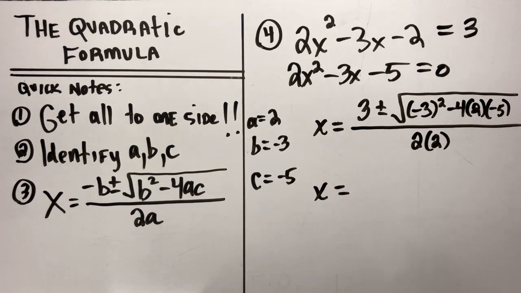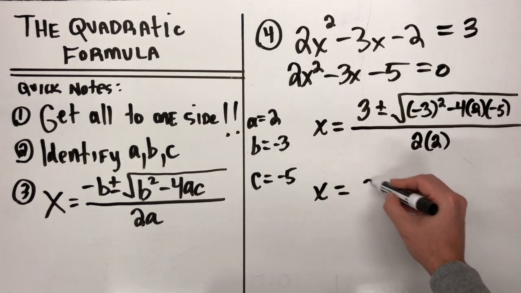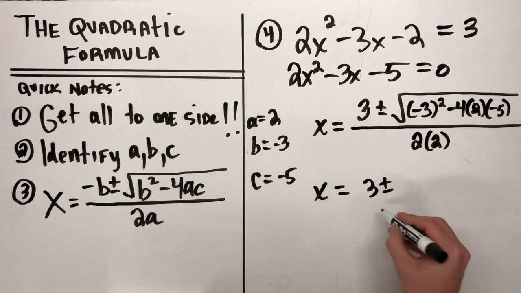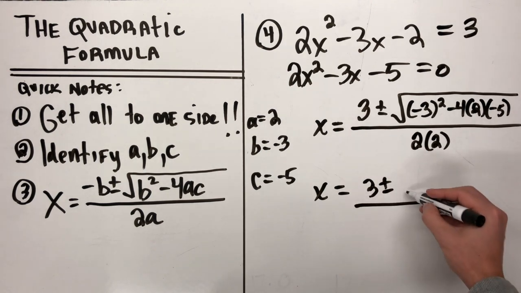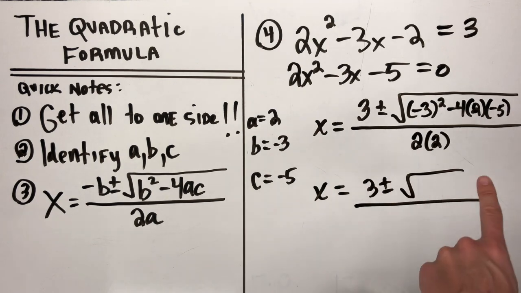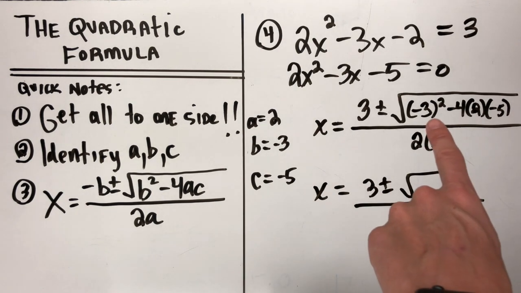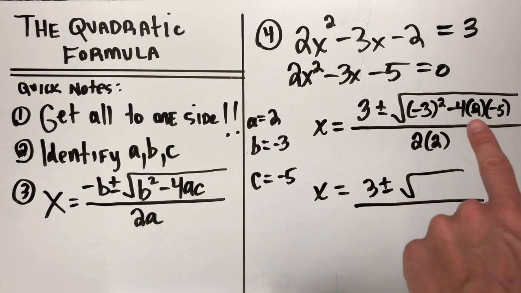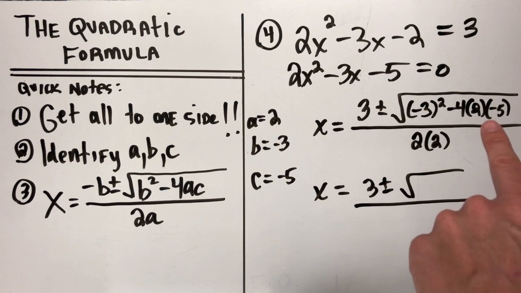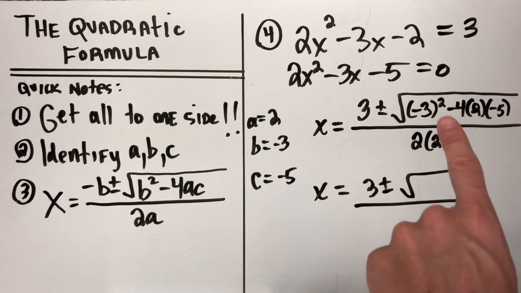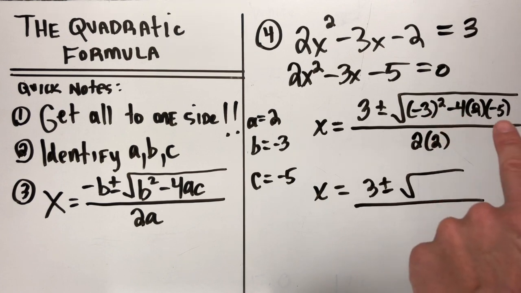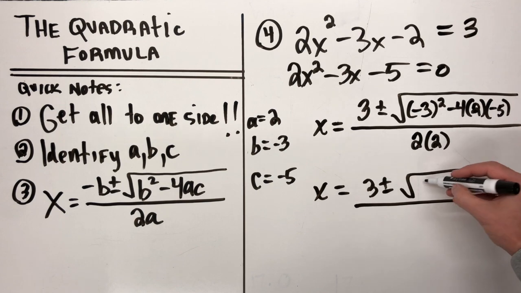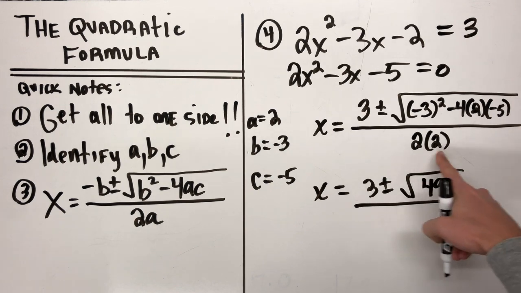Then I'm just going to evaluate it in chunks. So it will be 3 plus or minus the square root of, let's see, negative 3 squared is negative 3 times negative 3, which is 9. And then over here, 4 times 2 times negative 5 will be negative 40, so it'll be 9 minus negative 40, which is 49, all over 4.